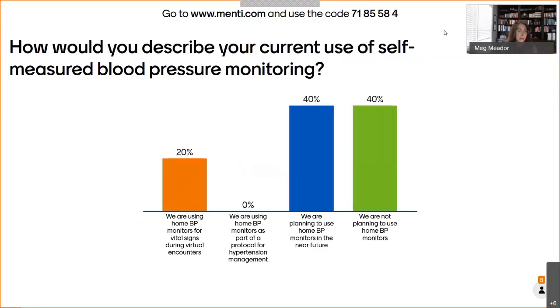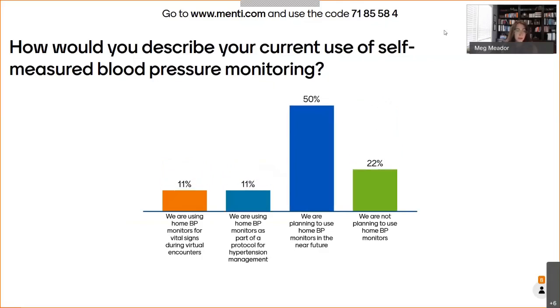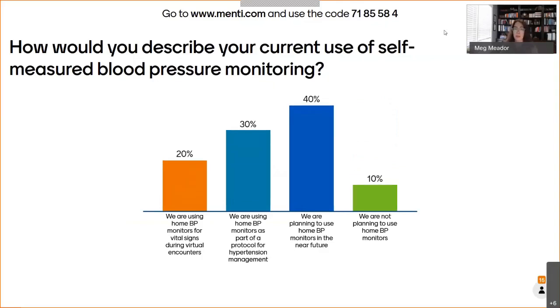We are using home blood pressure monitors for vital signs during virtual encounters. We're using them as part of a protocol for hypertension management. We are planning to use home blood pressure monitors in the near future, or we're not planning to use home blood pressure monitors. I'll give this just a little bit more time. We've got 20 respondents, and I think we've got over 40 participants. So it looks like a lot of folks are planning to use home blood pressure monitors. So glad you're here today because I think we have a lot of useful information to share with you.